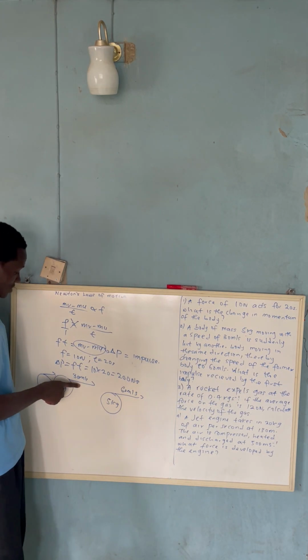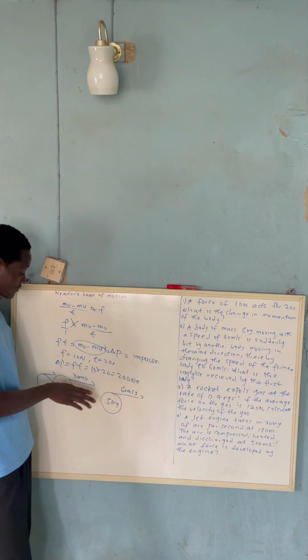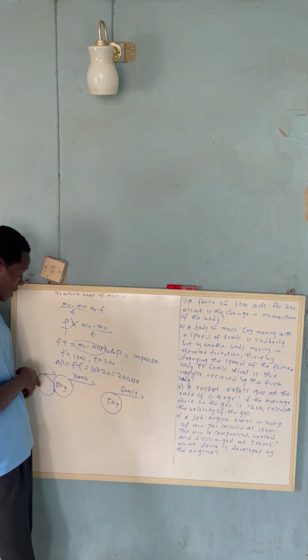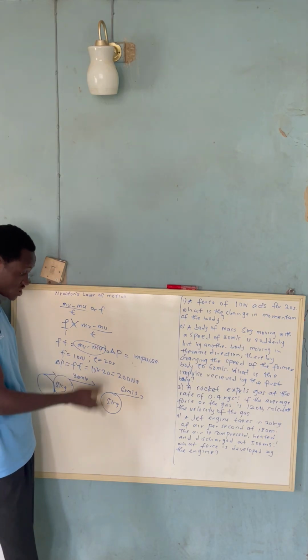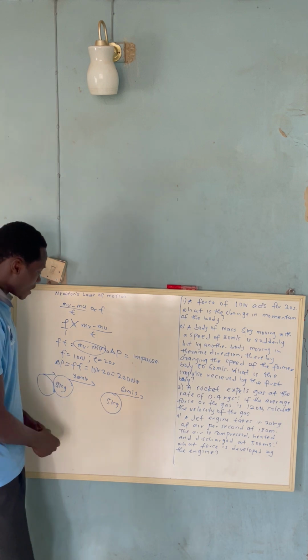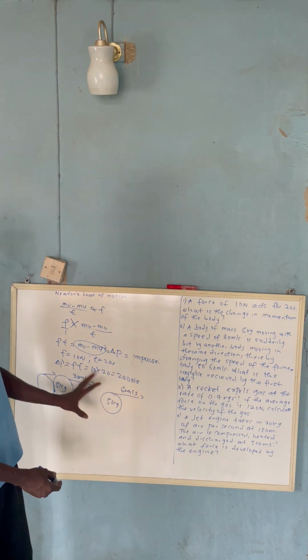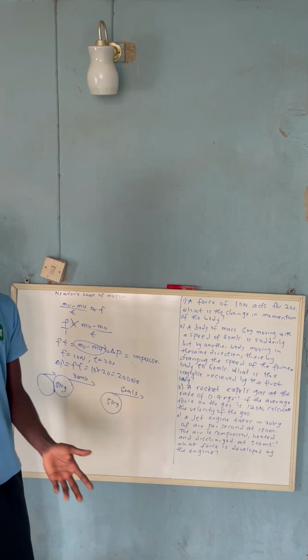Because this body was originally moving with 30 meters per second, it would have still been going with that 30 meters per second. But what happened? This body, which is the external force, had to move and change it. So that is it. And this is just like an application of the first law and the second law together.